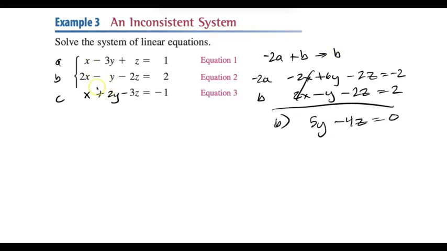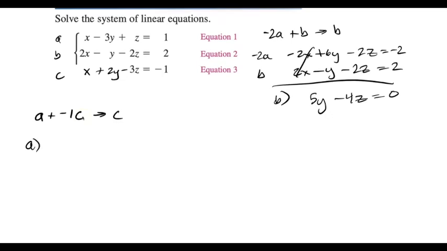Now I'm going to get rid of another one. Let's use these two to get rid of c. I'm going to do a plus -1c and make that my new c. A is x minus 3y plus z equals 1. And then -1c. I'm going to do that so I know what's going on. I'm going to multiply all of row 1 by -1. And then I can add them up and the x's will cancel. I get -1x minus 2y plus 3z equals 1.